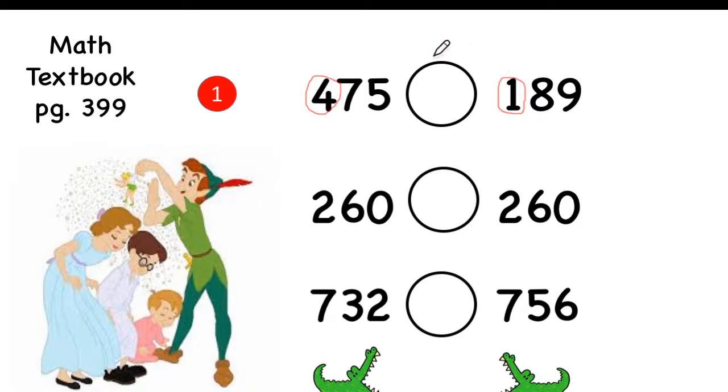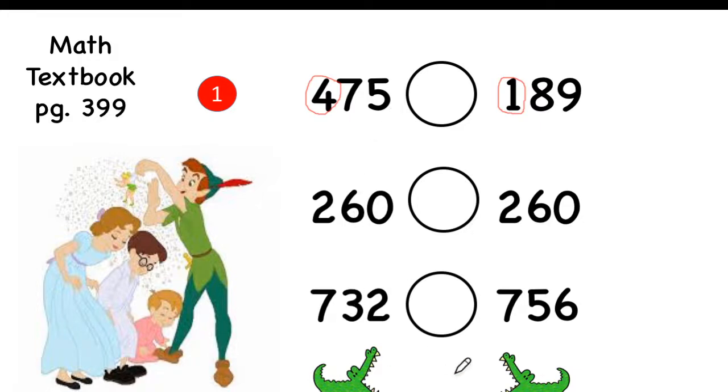Which one is the greater? 4 or 1? Which one is more? Which number is bigger? 4 or 1? 4 is greater. That means that whole number here is greater number.